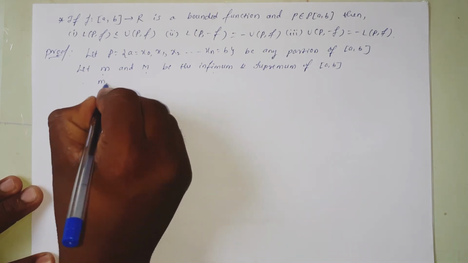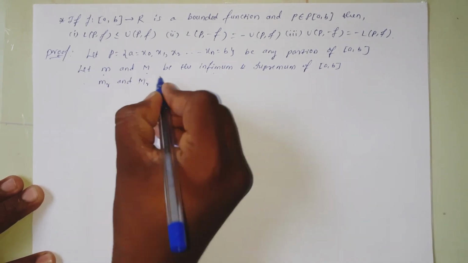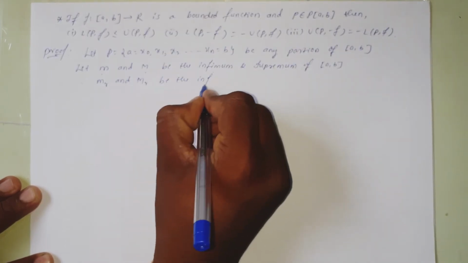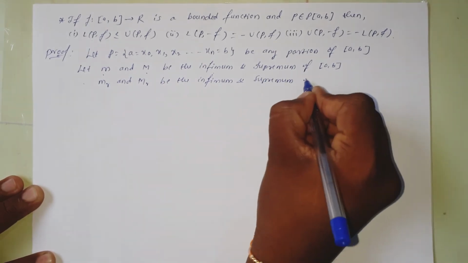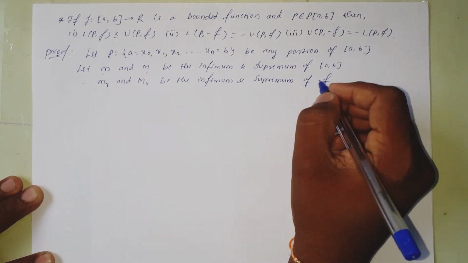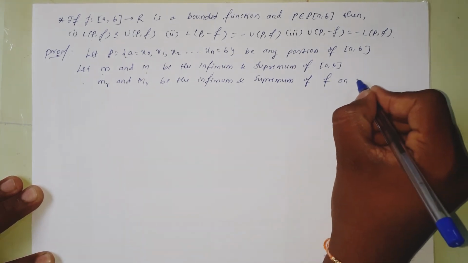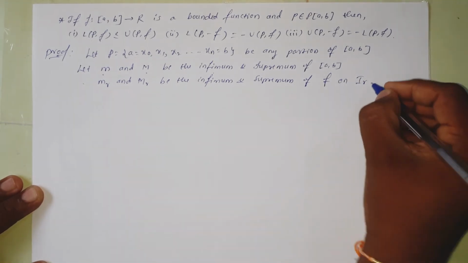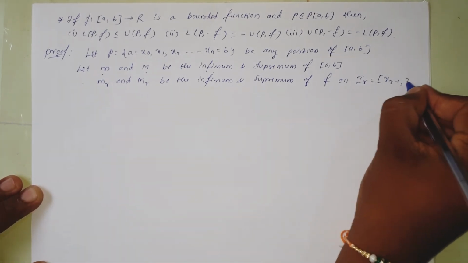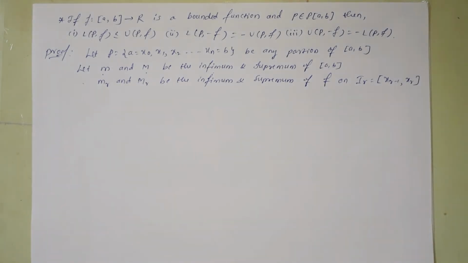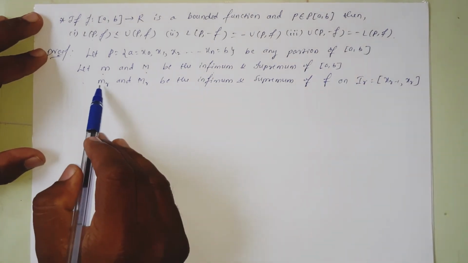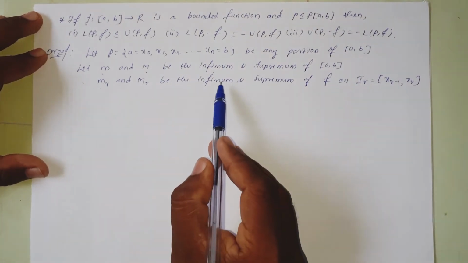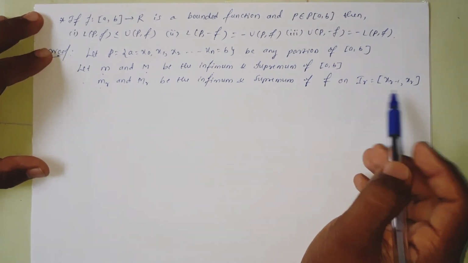And small mr and capital Mr be the infimum and supremum of f on the rth subinterval IR, which is equal to xr minus 1 to xr. So, here we have considered small m and capital M as the infimum and supremum of the function f on the closed interval AB, and small mr and capital Mr as the infimum and supremum of f on the rth subinterval IR.